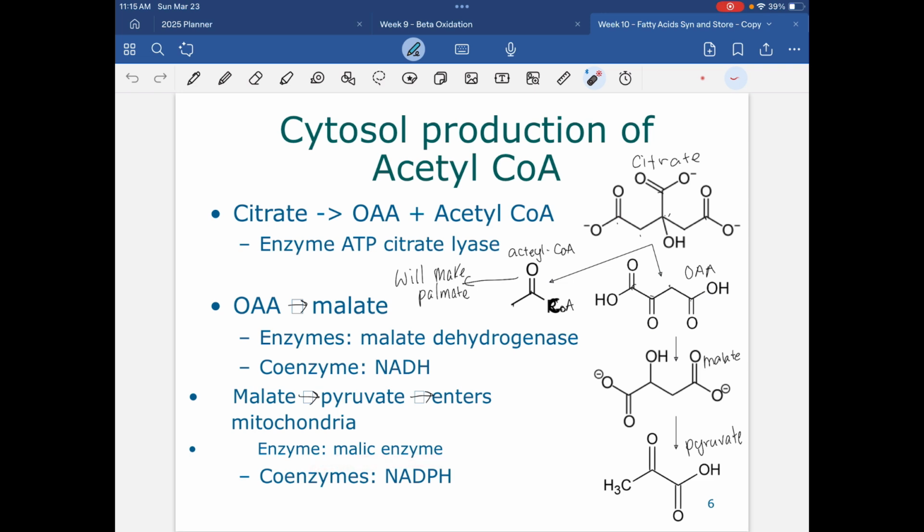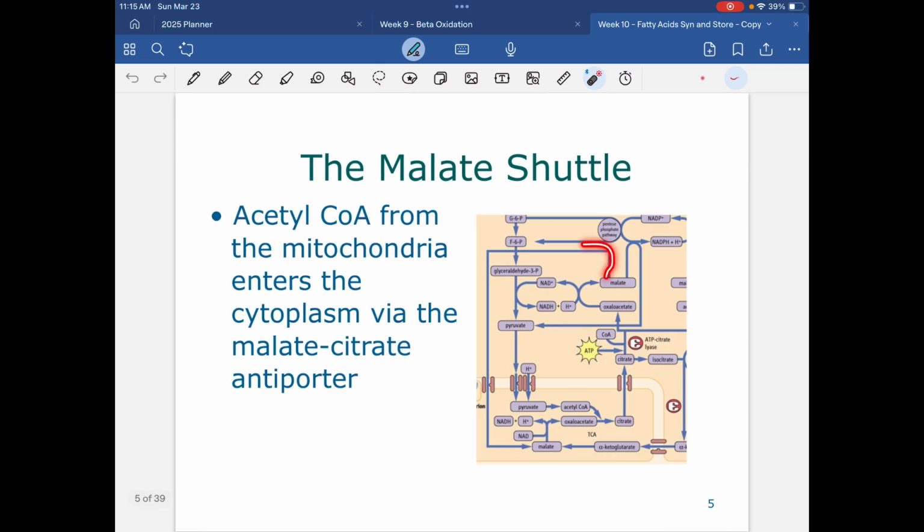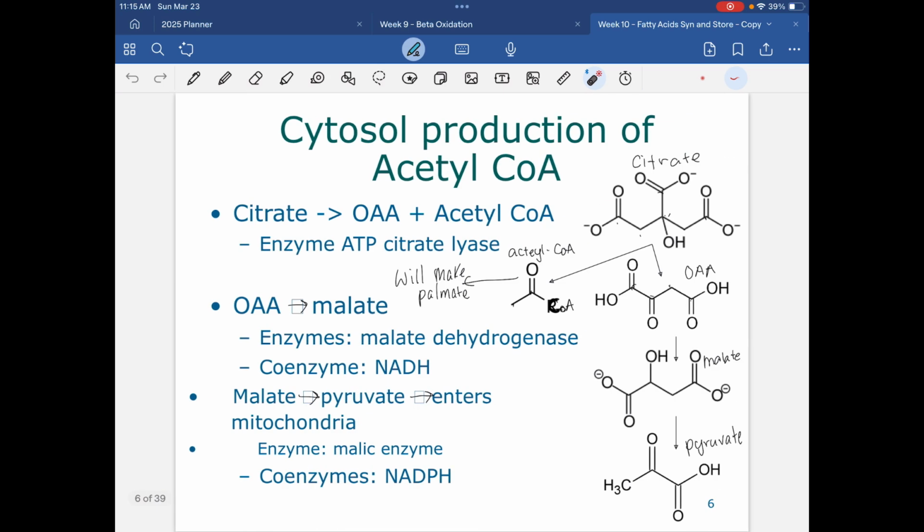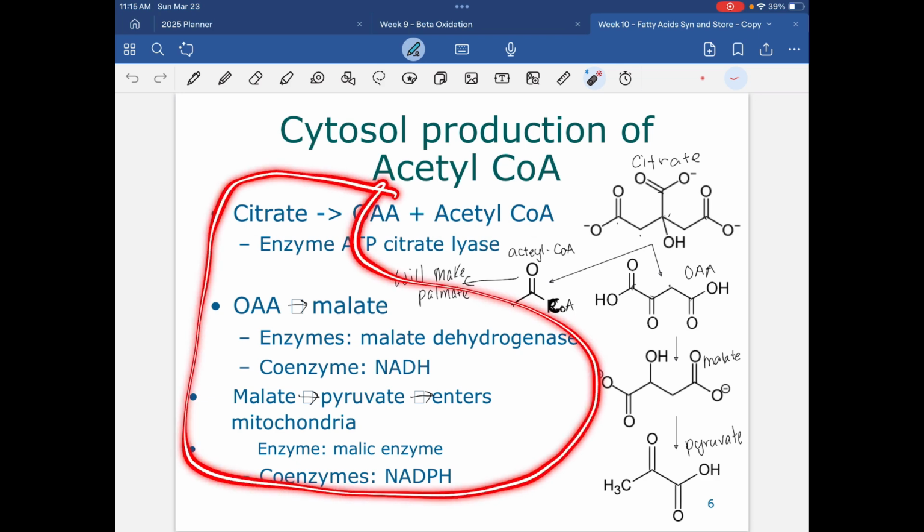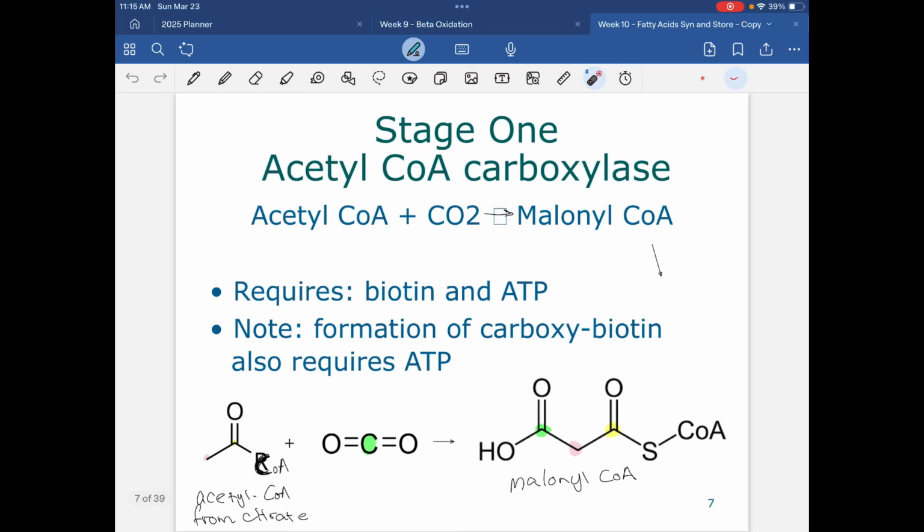So at this point, this is just explaining that antiporter system, because there's more than just shoving malate in here and getting citrate out. But we haven't actually talked about the acetyl-CoA being used to make fatty acids. We've just produced it right here. So this is the acetyl-CoA entering the cytoplasm. The rest of this is just the antiporter part.